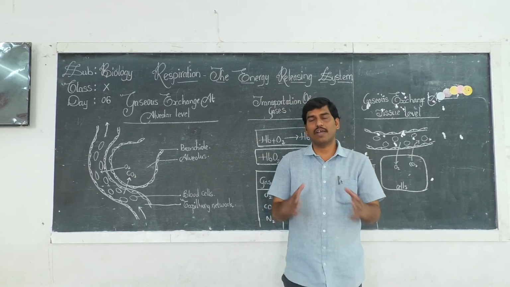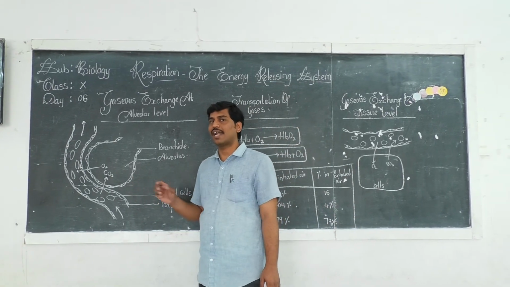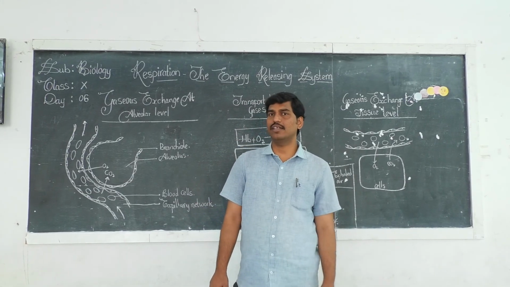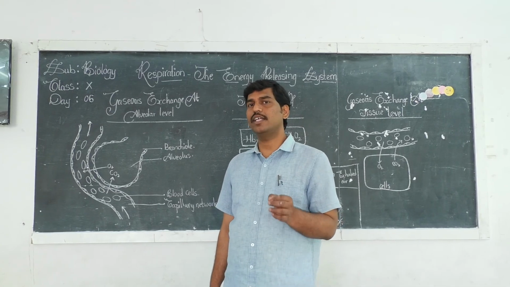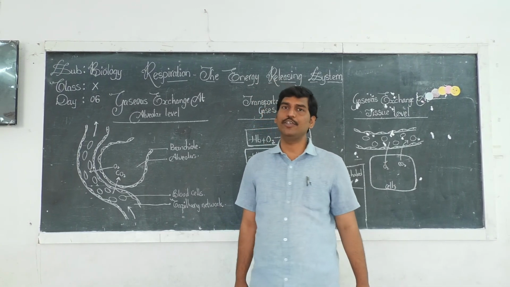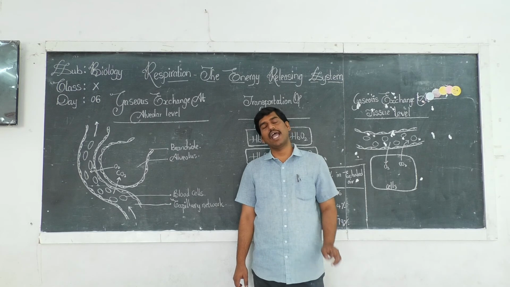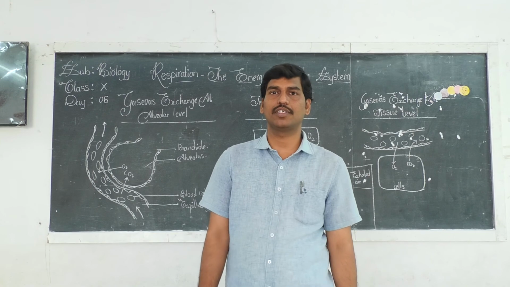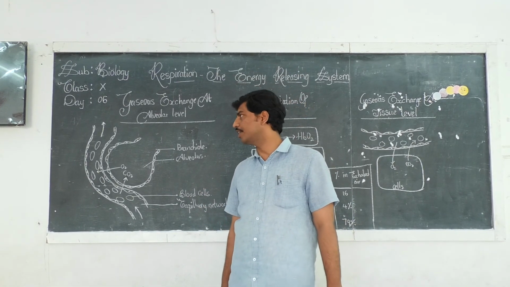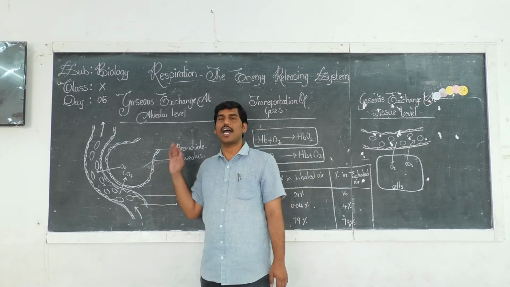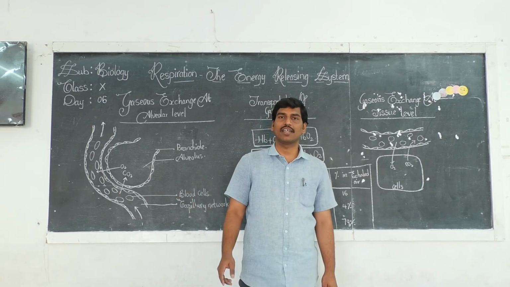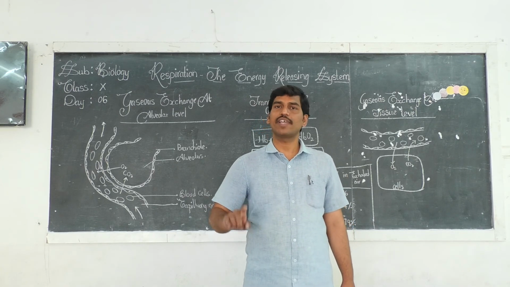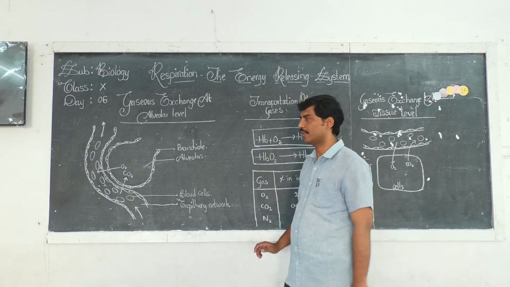Now we have already seen that alveoli are tiny sac-like structures, and I have made it very clear that there are nearly 600 million alveoli in our body, and I have even told you that they are the structural and functional unit of lungs. We call alveoli the structural unit of lungs since lungs are made up of alveoli, and we call alveoli the functional unit of lungs since exchange of gases takes place at alveolar level.